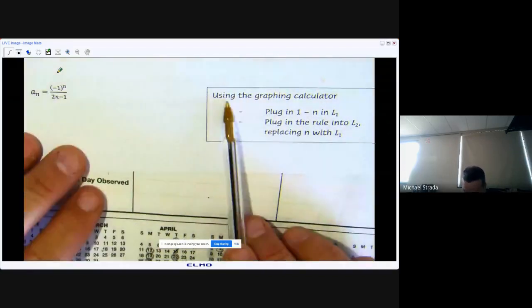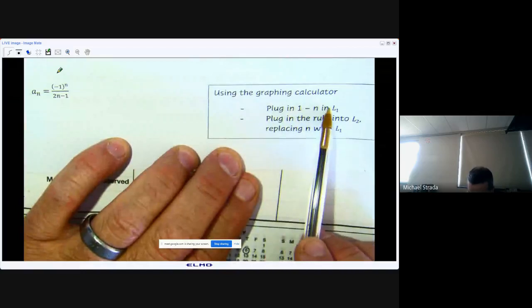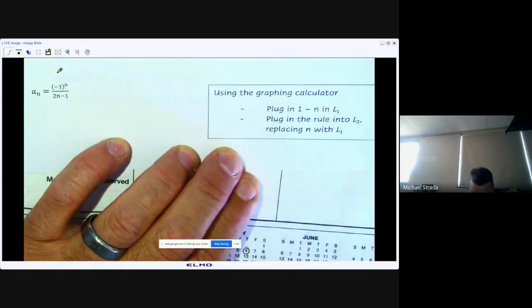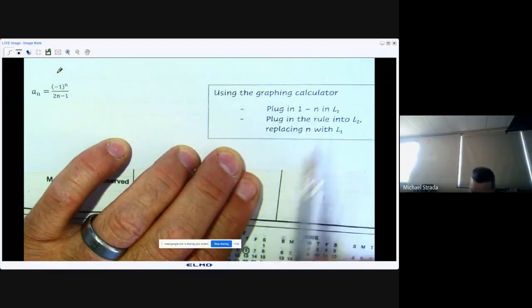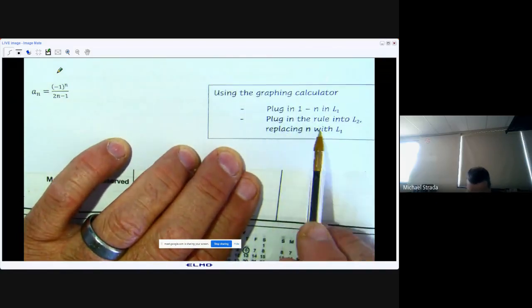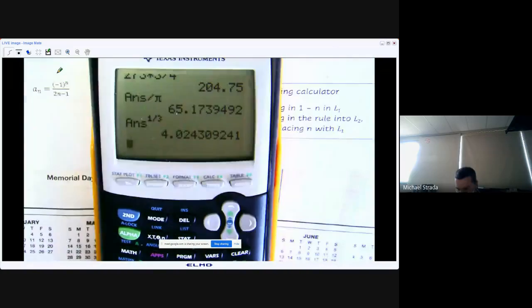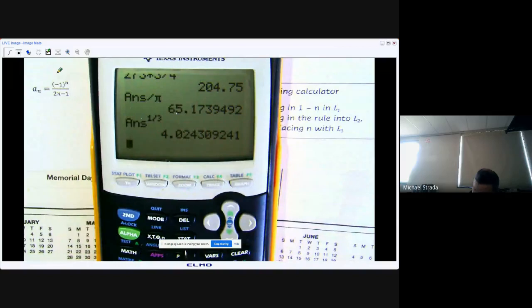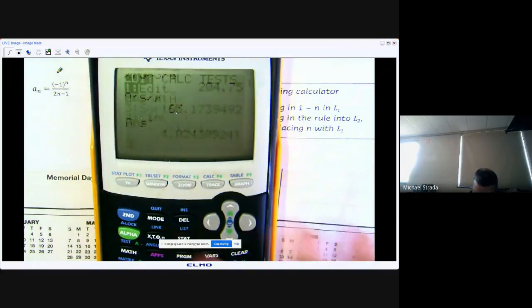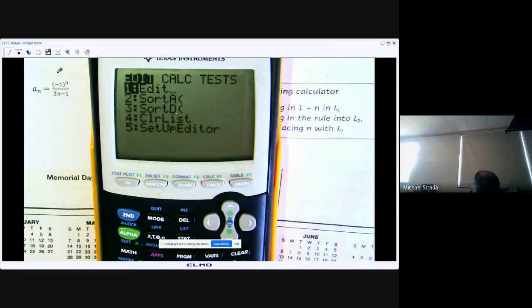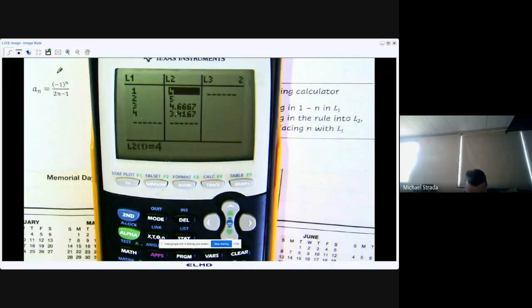So using the graphing calculator, we plug in 1 to n into L1. 1 to n means the terms. So if they ask for the first 4 terms, you would plug in 1, 2, 3, 4. You then plug in the rule into L2, replacing the letter n with L1. So this is what I'm looking at: (-1) to the n over 2n minus 1. To do that, the first button you press is stat. We are going to edit the list, so we just have to hit number 1. Then you would put in 1, 2, 3, 4.